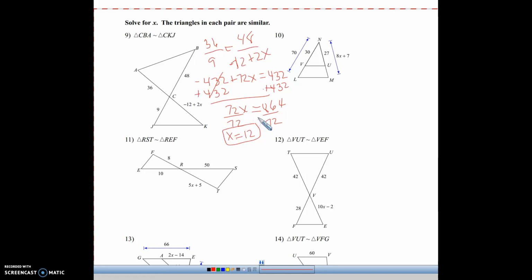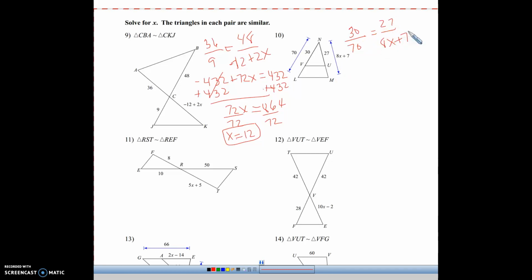Okay, number 10. Again, if they're similar, sides are proportional. So I have triangle NVU here, the small triangle, and then NLM is the bigger triangle. So I'm going to set up a proportion. NV, 30, over the side that corresponds, NL, that whole thing, which is 70, equals, this short side is 27, over this whole thing, which is 8x plus 7.